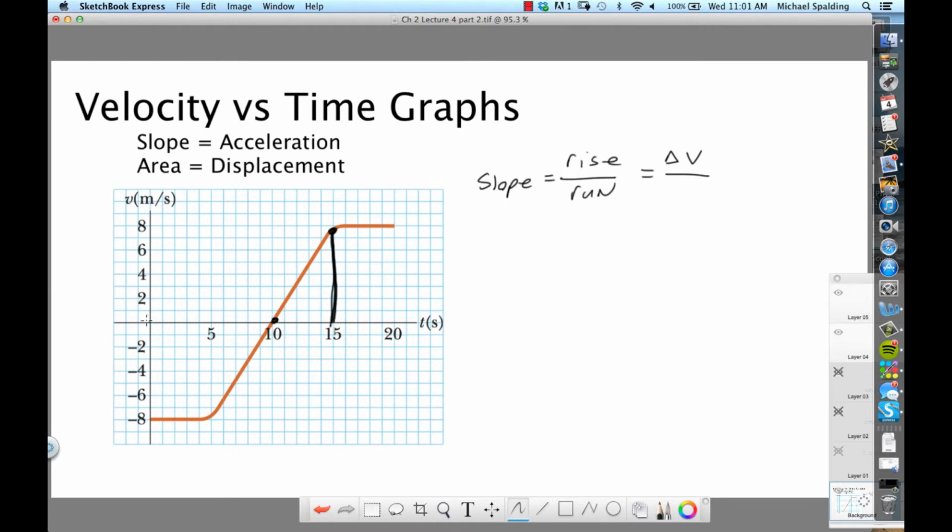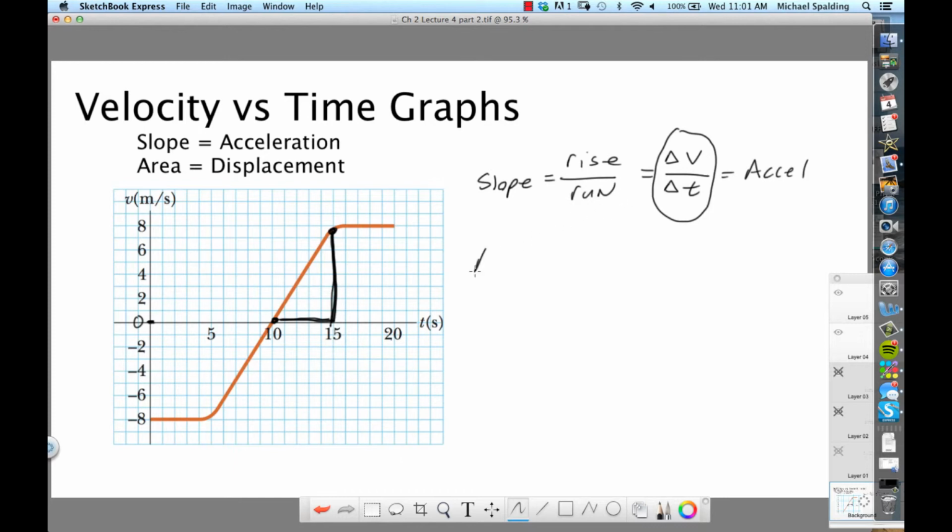What's the velocity at 10 seconds? 0, right? At 10 seconds, the velocity is 0. What's the velocity at 15? About 8, maybe a little less. So the rise is the change in velocity. What's the run? The time. This should look familiar to you at this point. It's the acceleration. So the slope on a velocity time graph is acceleration. Don't memorize it, understand it.